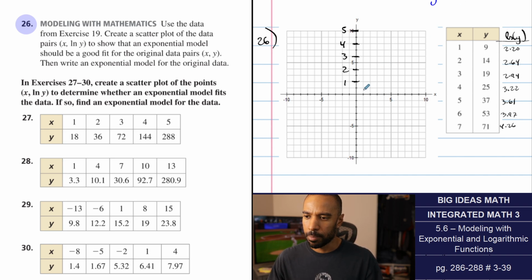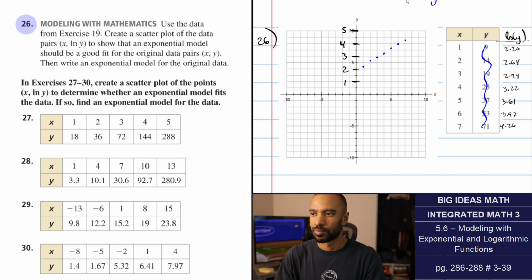That's fine. All right. I got 1 comma. Oh, I'm sorry. Y's aren't going. Oh, yes, they are. Natural log. We got to ignore these Y's here. Okay. 1 comma 2.20. That's 2.5. So 2 comma 2.64. 3 comma 2.94, 4 comma 3.22, 5 comma 3.61, 6 comma 3.97, 7 comma 4.26. That looks very linear. I dig it. I'm going to work with that one.